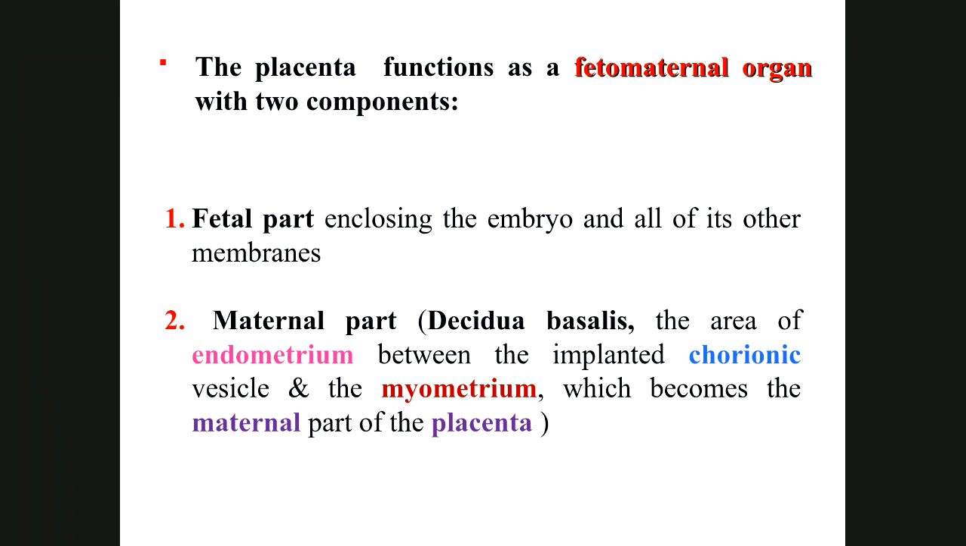So just to bring you that the endometrial reaction undergoes changes as soon as there is implantation. So this is decidua basalis, which takes part in the maternal part of the placenta. And as I said, the placenta helps in protection, nutrition, respiration, excretion, and also hormone production.